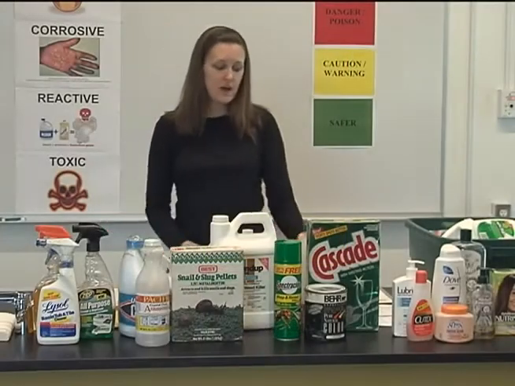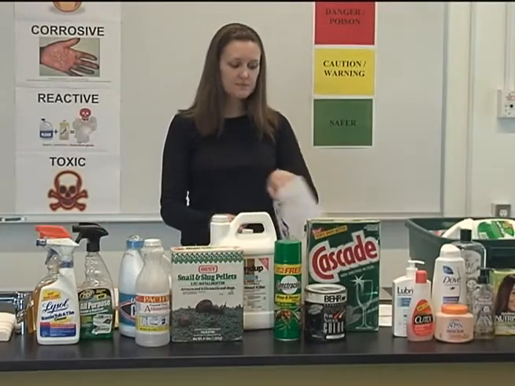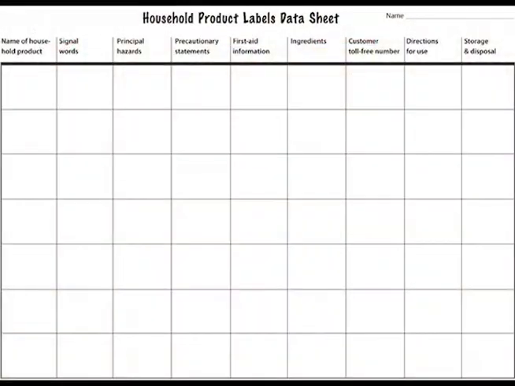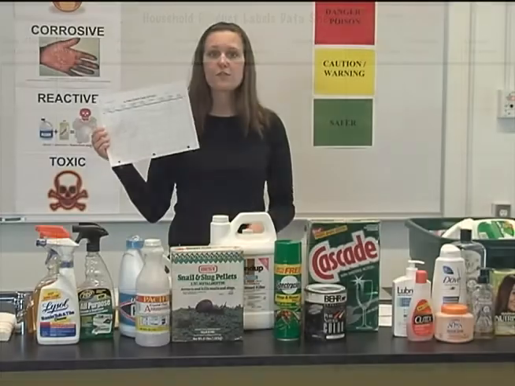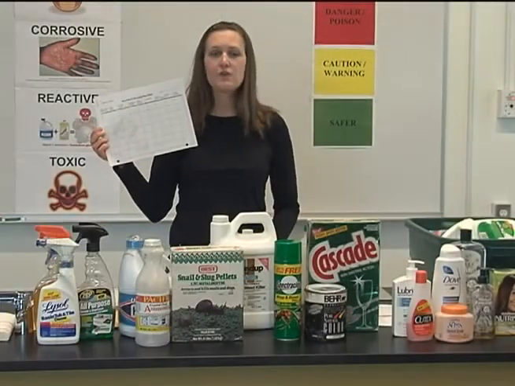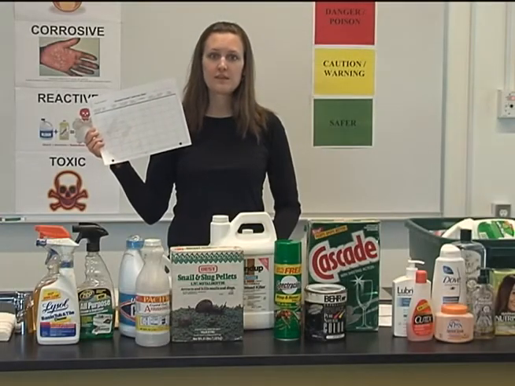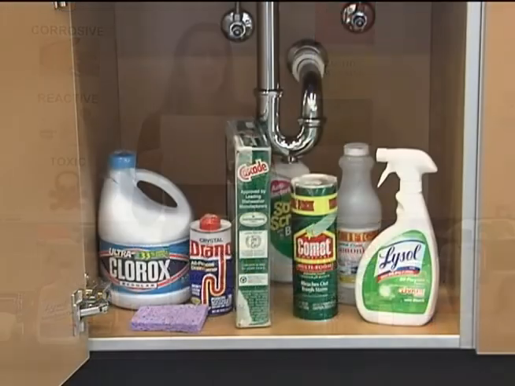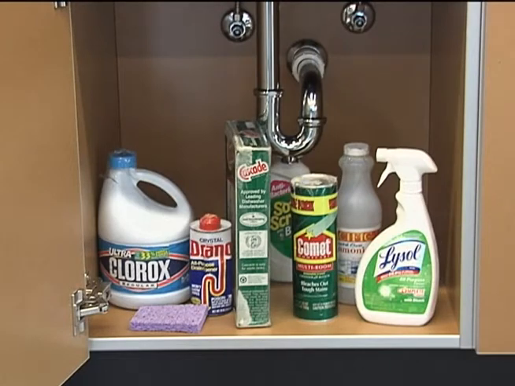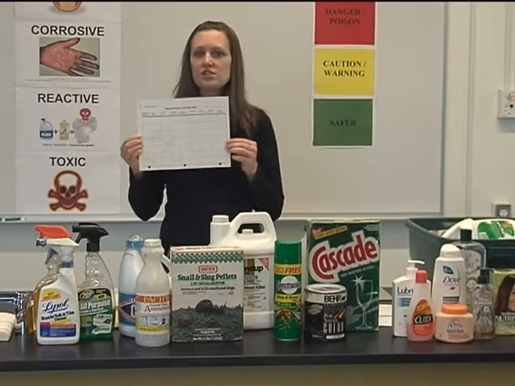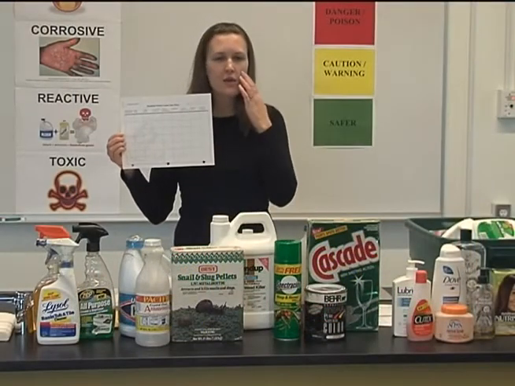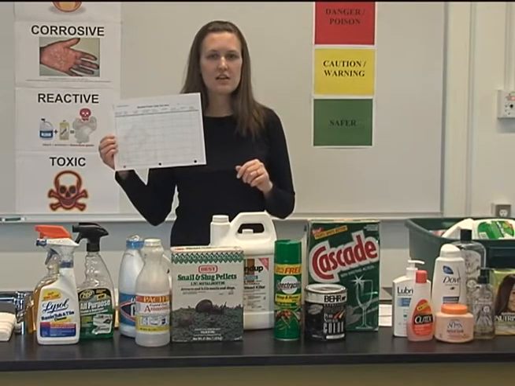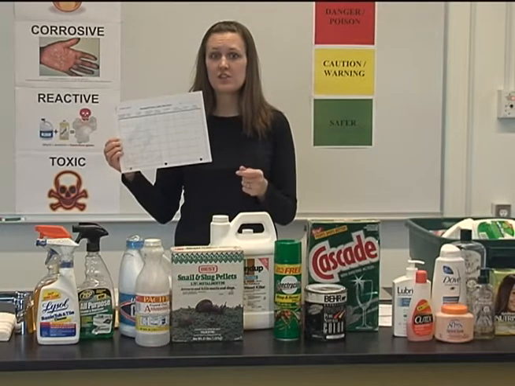Send home the household products label data sheet on page 32 of your guide with your students. Also, send the parent letter from lesson 1 on page 13 if you haven't done so already. Ask students to find at least 3 products in their home or garage and record the information for each on the data sheet. Caution students not to open, inhale, or even touch the contents of the container, and to wash their hands when they're finished with the assignment.